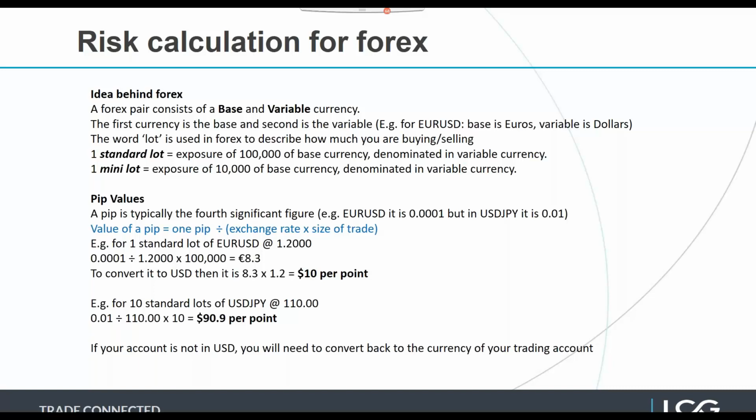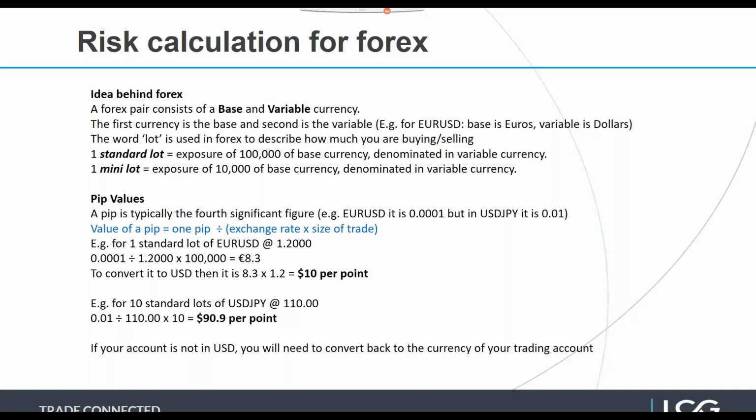So one standard lot is exposure of 100,000 of the base currency denominated in the variable currency. So it'd be 100,000 euros based in dollars, for example. And the mini lot is 10,000 of the base currency denominated in the variable currency.